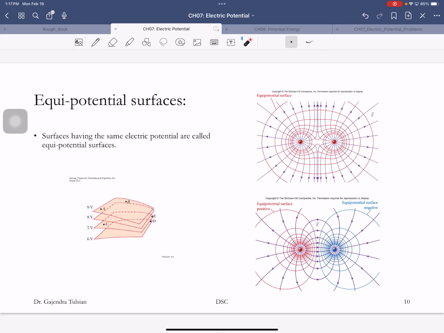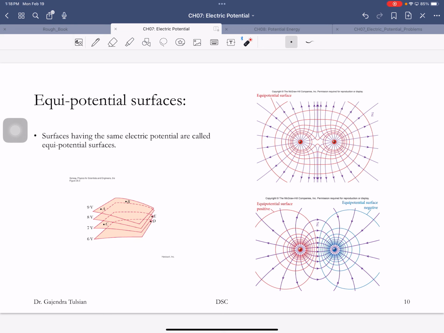All right, equipotential surfaces. What do these words tell you? We're talking about electric potential. Equi means equal surfaces, okay? So here's a surface where everywhere on this surface, the voltage is 9 volts. That's an equipotential surface. Everywhere on this surface, it's 8 volts, 7 volts. So these are equipotential surfaces. What this diagram shows you is if you have two positive charges, these are equipotential surfaces. Here's a positive and negative charge, these are equipotential surfaces. And what this is showing is the electric field lines. Electric field lines are always perpendicular to equipotential surfaces. Okay? All right.